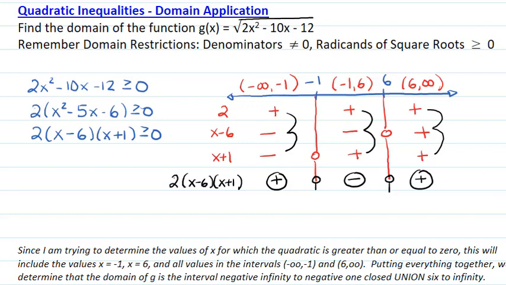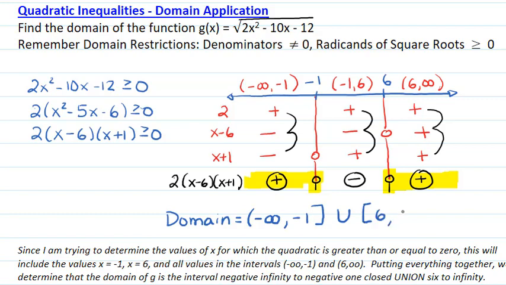Since I'm trying to determine the values of x for which the quadratic is greater than or equal to 0, this will include the values x equal to negative 1, x equal to 6, and all values in the interval from negative infinity to negative 1 and from 6 to infinity where the sign is positive. Therefore, the domain equals the interval from negative infinity to negative 1 closed union 6 to infinity.